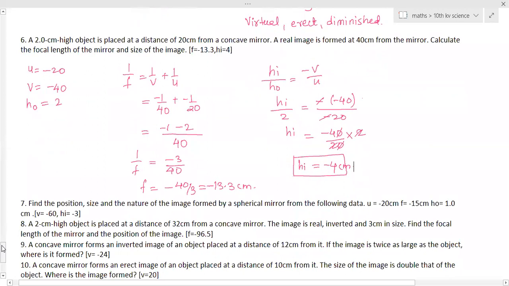This worksheet I've already sent you in the group. I've sent the full worksheet of light numericals. It consists of reflection and also refraction. Reflection has 50 numericals. So all of these I have sent you. If you have a printer, you can take a printout of that and keep it, because you have to solve all the questions.